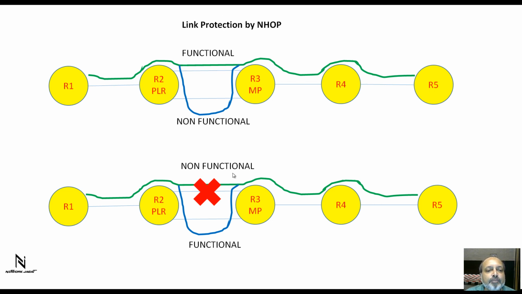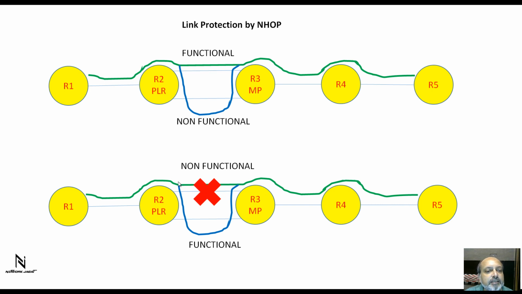So this kind of path protection is called link protection by using N-hop. N-hop means next hop. Why using N-hop? Because here R2 is utilizing R3, who is the next hop router, right? So this particular link has failed.